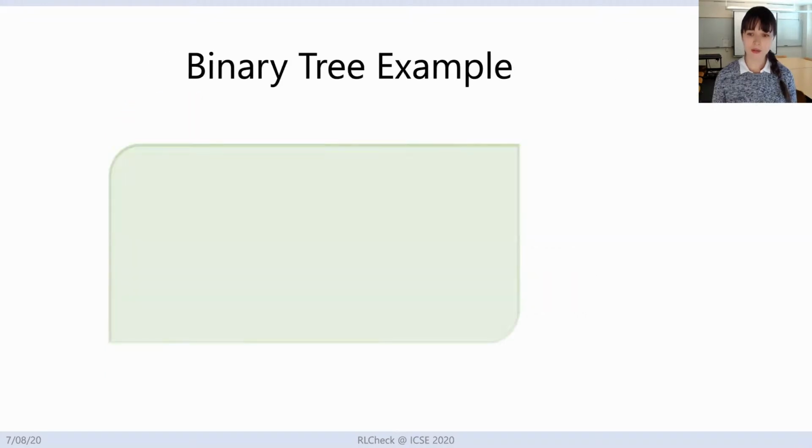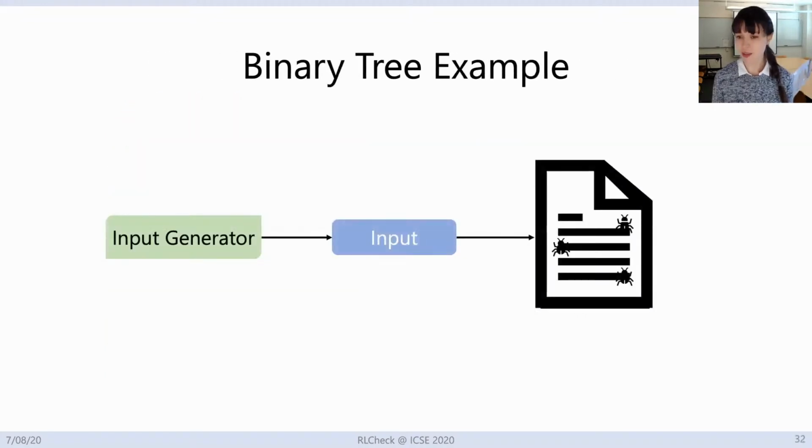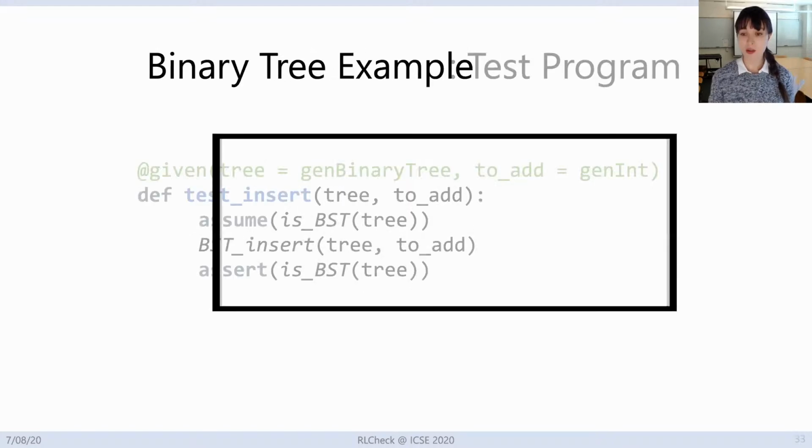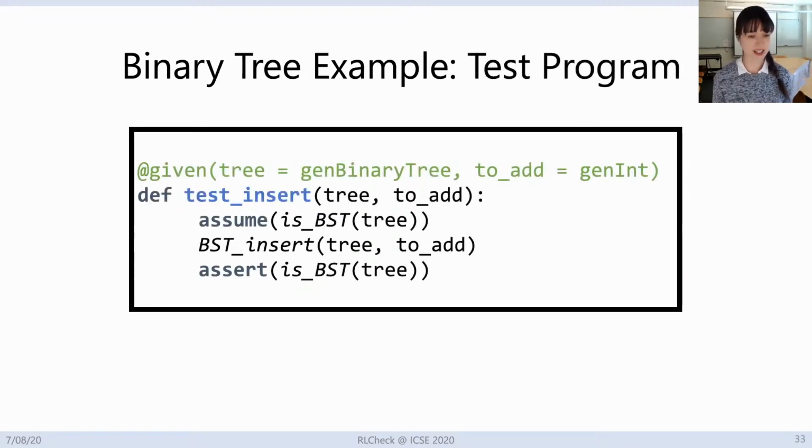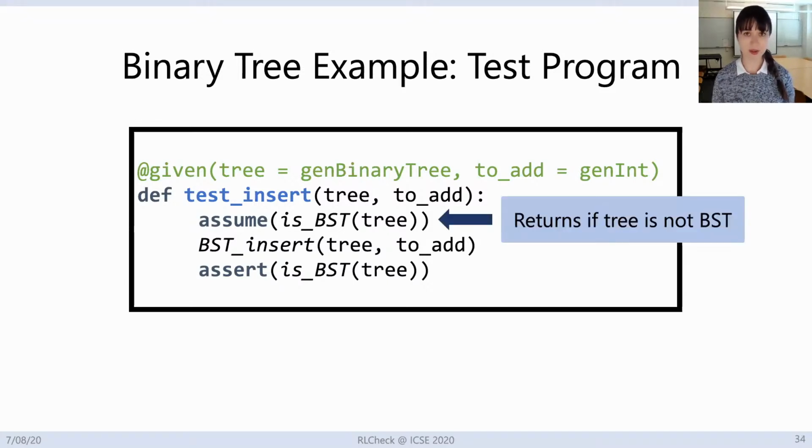Now, let's look at the kind of program that might take in these binary trees. In particular, let's assume that the thing we're trying to test is the binary search tree insertion property. And basically, we're going to use this handy little assume statement, which returns early without failing if its input expression is false. So in this case, this assume statement returns early if the tree given to the test driver is not a binary search tree.